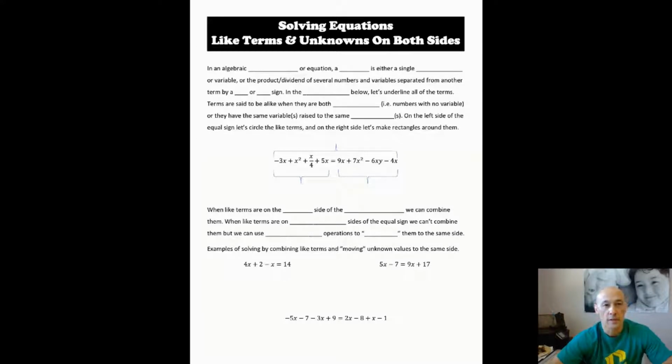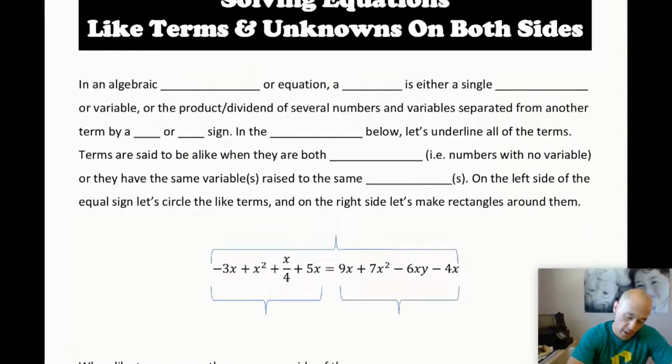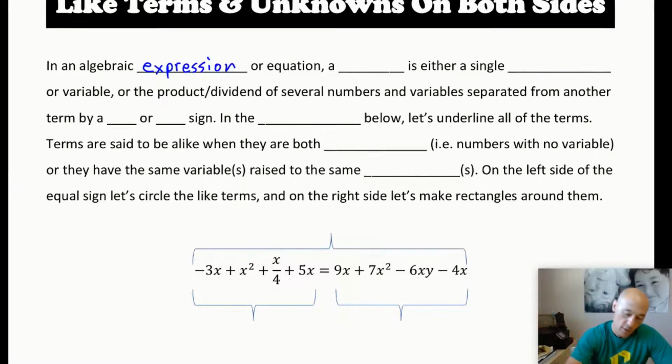Solving equations, like terms and unknowns on both sides. In an algebraic expression or equation, we're talking about terms. A term is either a single number or variable, or the product or quotient of several numbers and variables, separated from another term by a plus or minus sign.